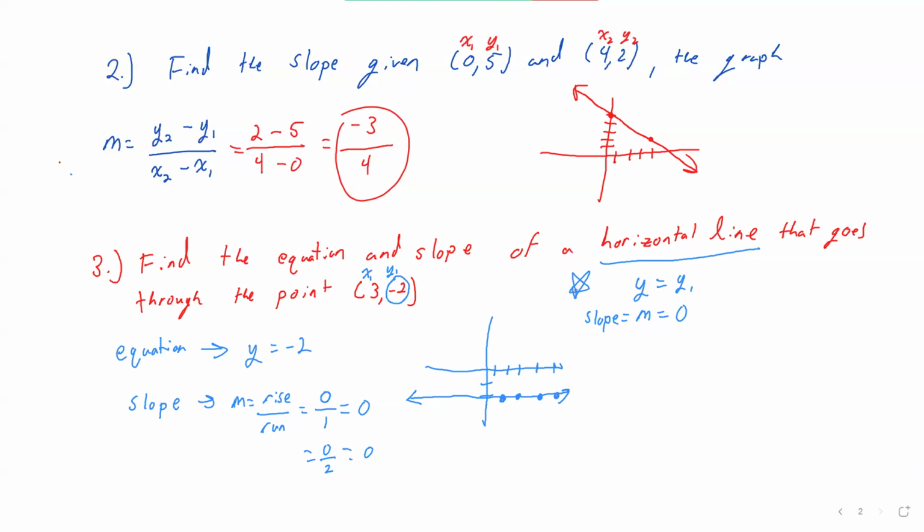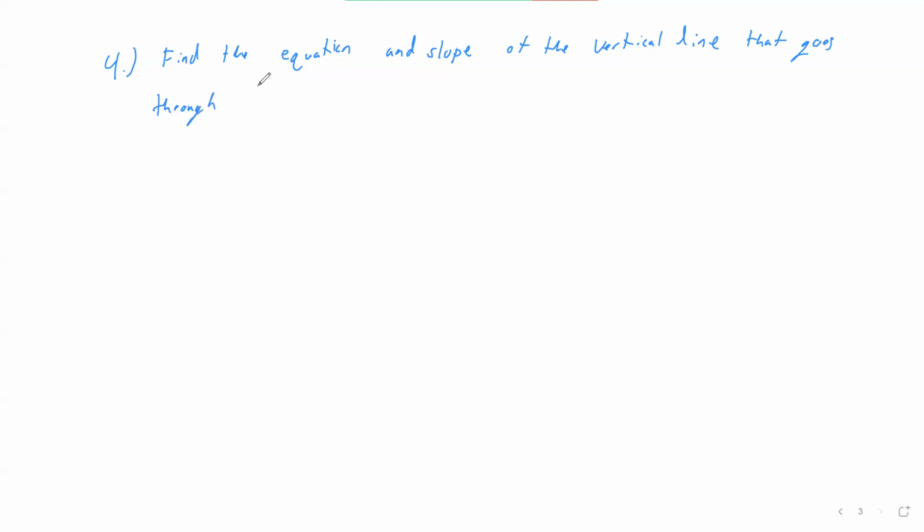Okay. So let's talk about the other kind of line. So now we're going to find the equation and slope of the vertical line that goes through 2 comma 4.